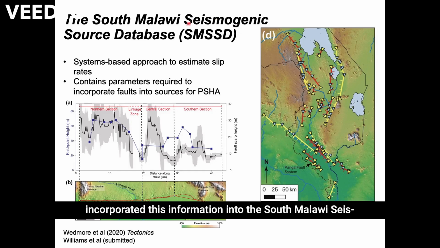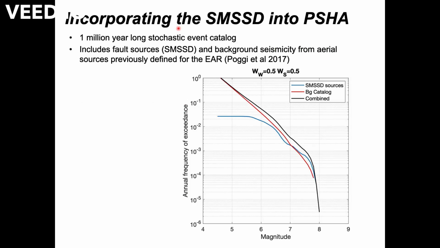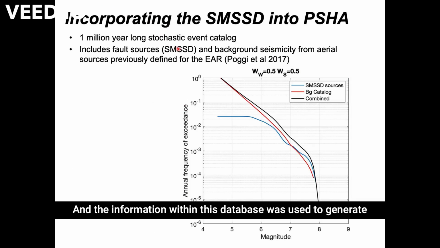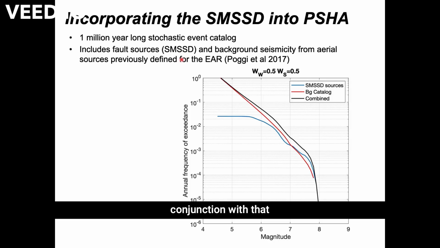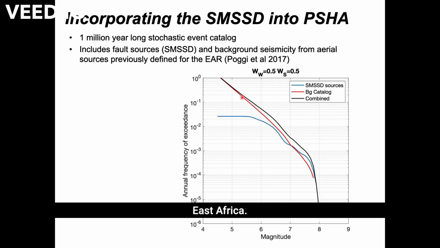And we've incorporated this information into the South Malawi Seismogenic Source database. And the information within this database was used to generate these 1 million year long stochastic event catalogues. And in conjunction with that, we also generated a similar length background event catalogue using areal sources that have previously been defined for East Africa.